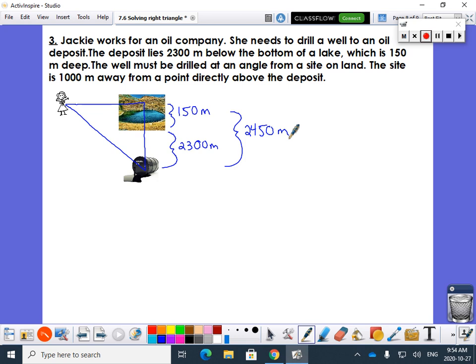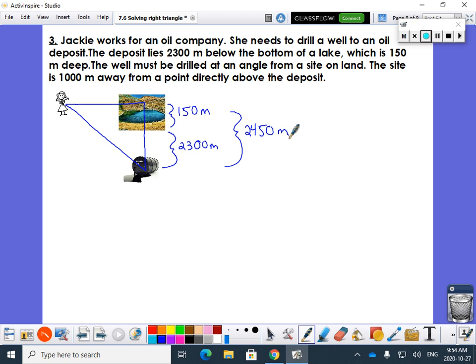Now let's label the rest of our triangle. It says that the well must be drilled at an angle from a site on land. The site is 1,000 meters away from a point directly above the deposit. So the point on land above the deposit must be here. Does that make sense?